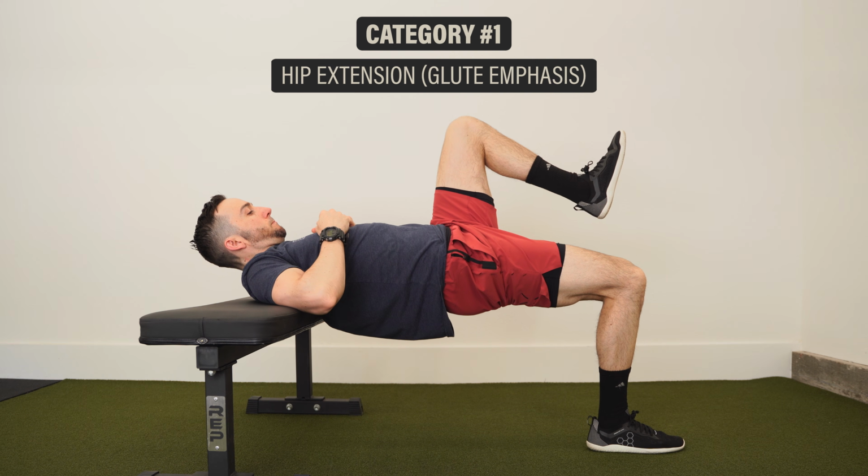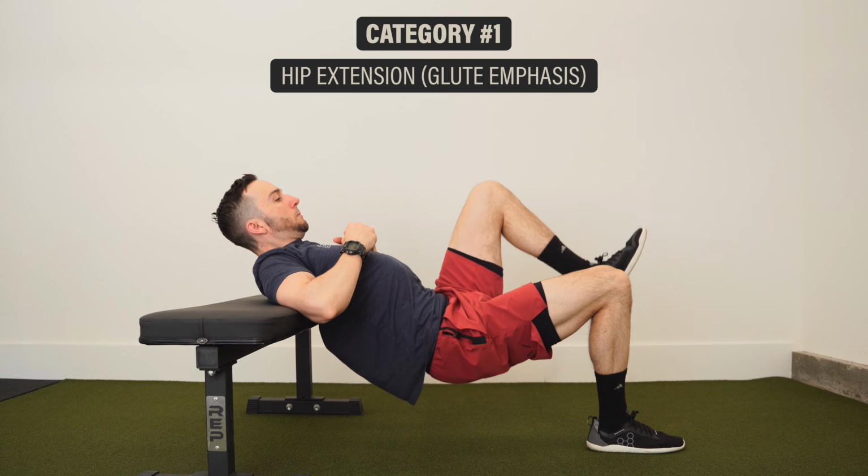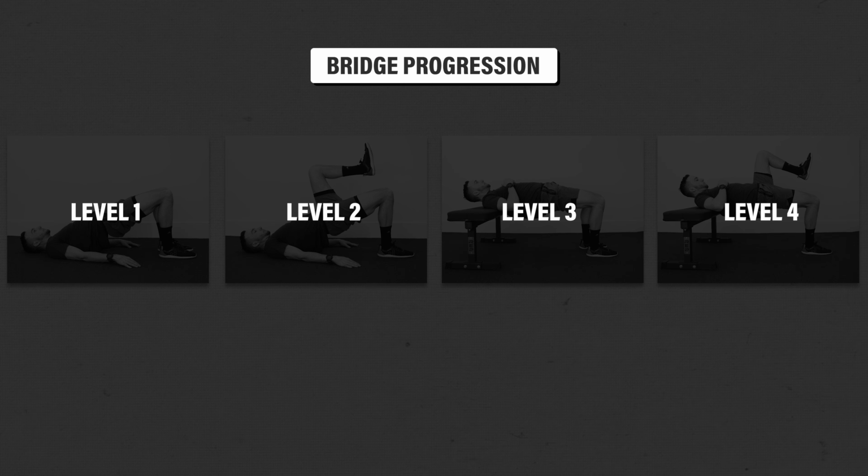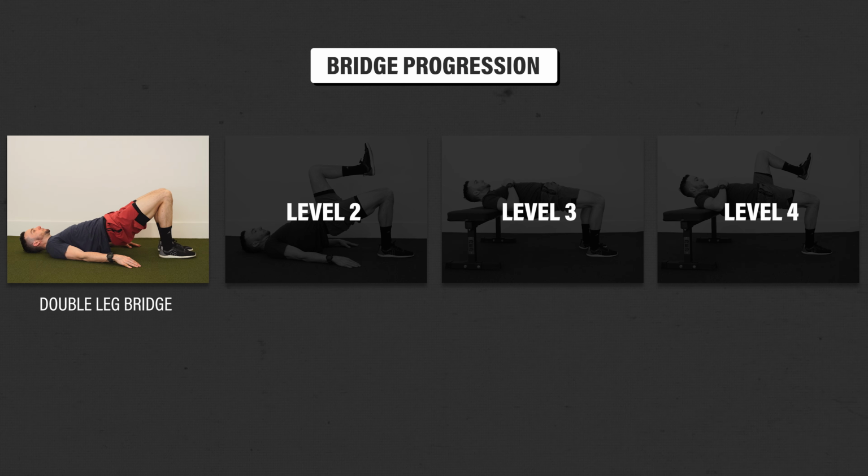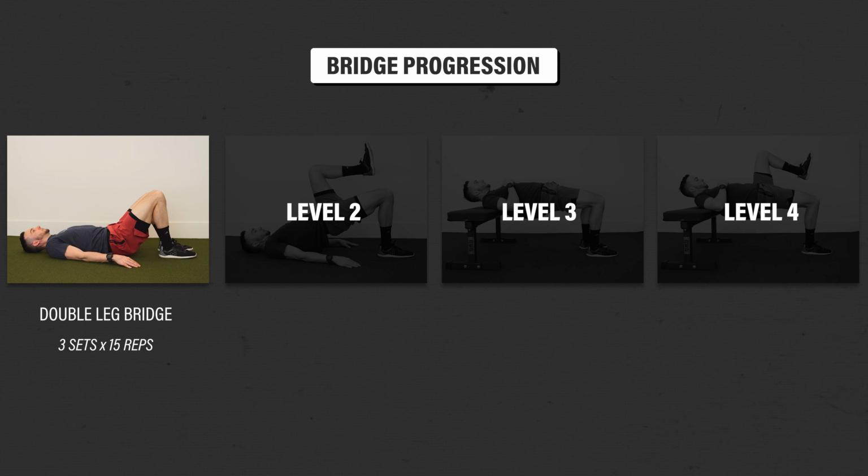Category 1, hip extension with glute emphasis. Here's a 4-level bridge progression. Level 1, double leg bridge. Lift your hips up and squeeze your glutes before lowering back down. Once you can complete 3 sets of 15 repetitions with tolerable symptoms, progress to the next level.